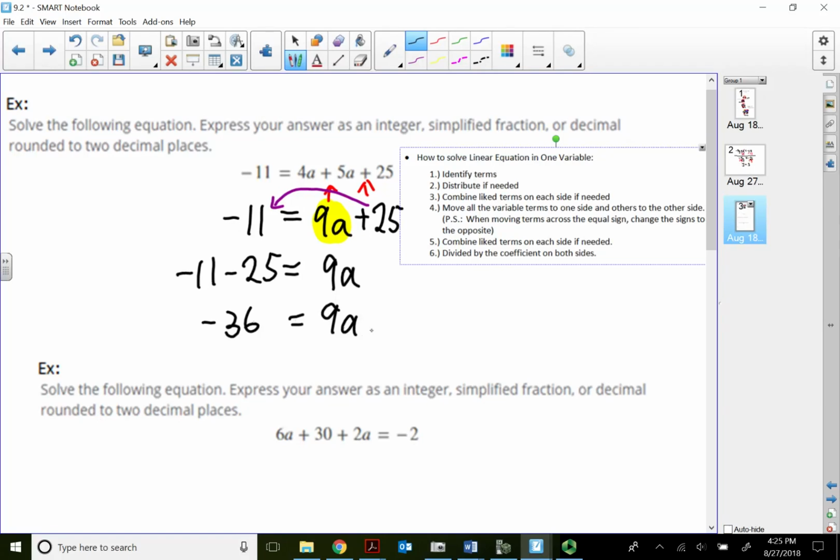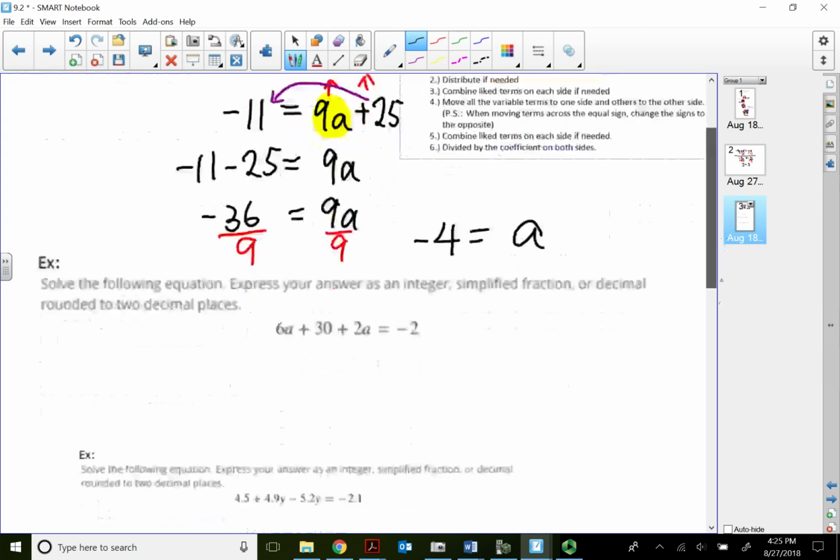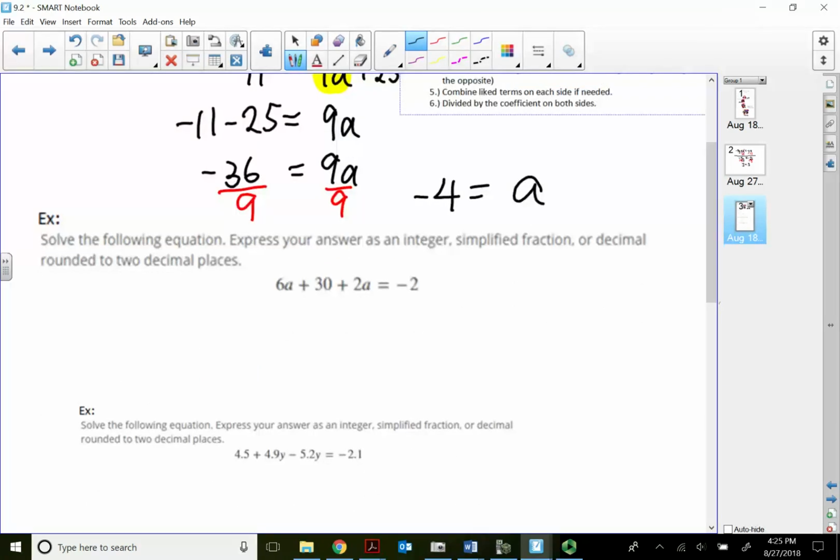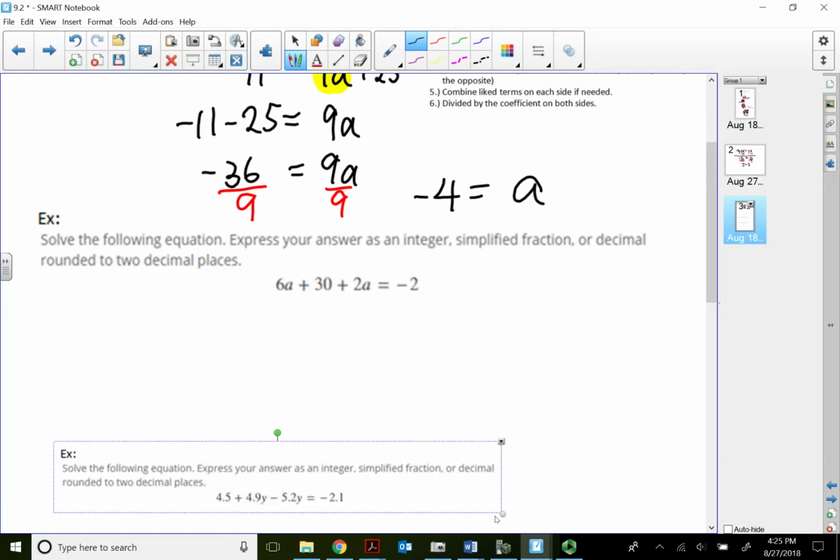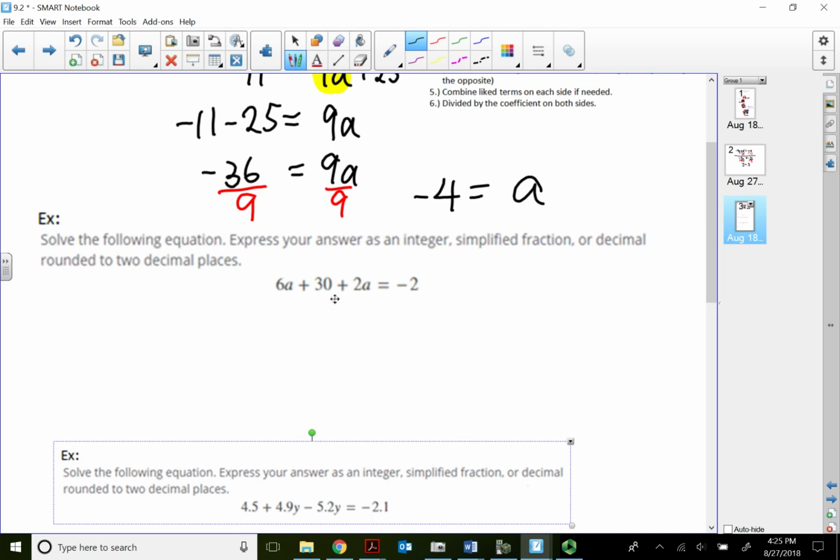So down to 2 terms again. No more like terms to combine. Variable term on one side. Then it's time to divide both sides by the coefficient 9. My answer, a equals negative 4. All right. So now, when students do this long enough, they begin to do this a lot quicker, doing a lot of steps in their head. So ultimately, this is what I want you to see.